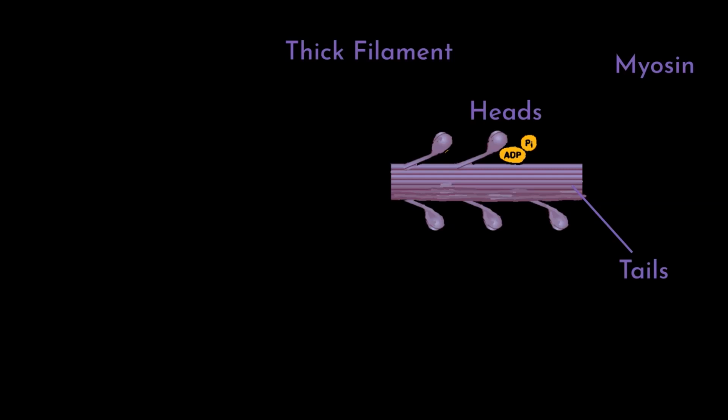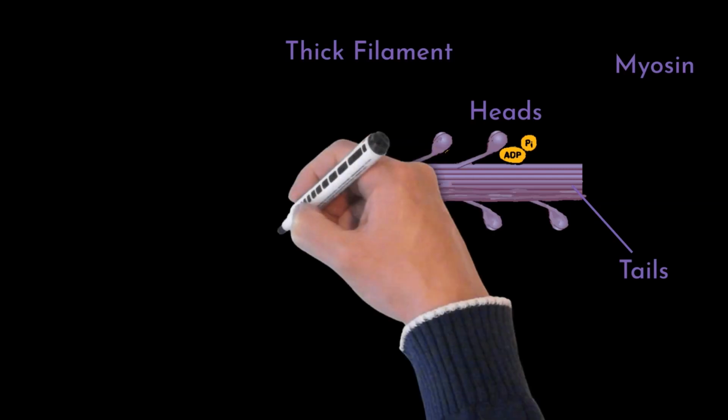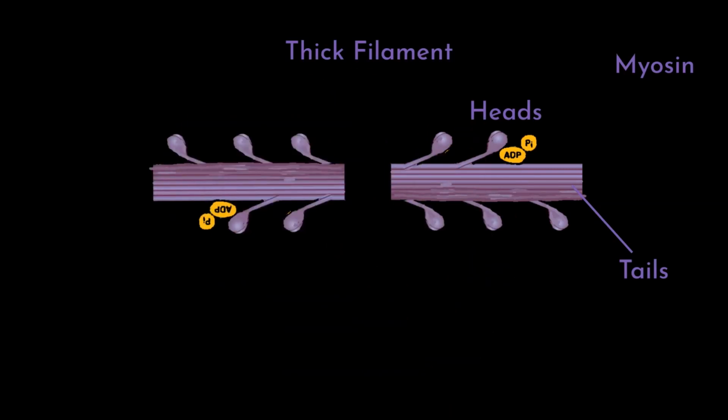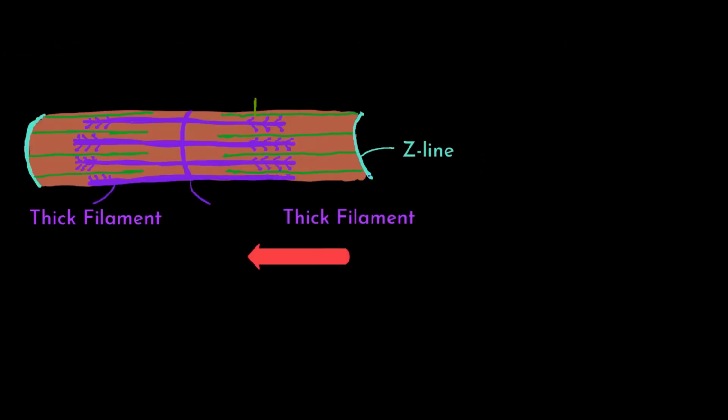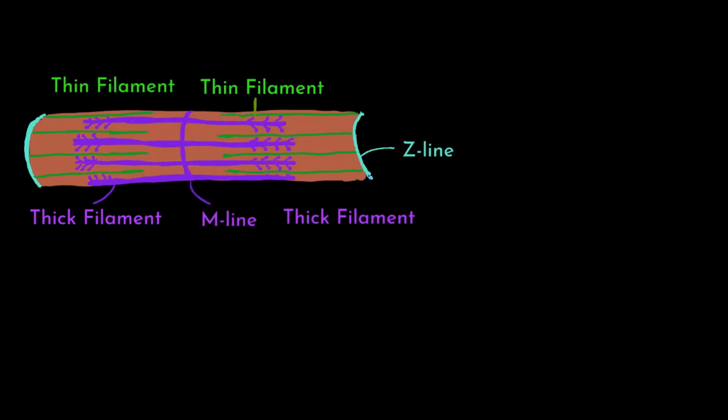An important structural feature of the thick filaments is that myosin on each half of the sarcomere is oriented in the opposite direction. This means that myosin on the right half of the sarcomere can pull the Z-line to the left, and myosin on the left half of the sarcomere can pull the Z-line to the right. The thick filaments are connected at the center of the sarcomere, called the M-line. The thin filaments are connected to the Z-lines at the end of the sarcomere.